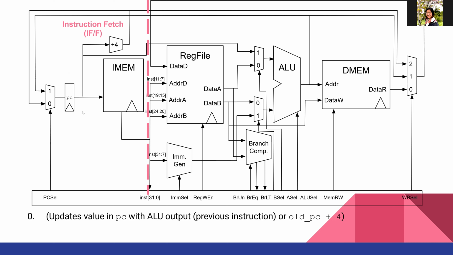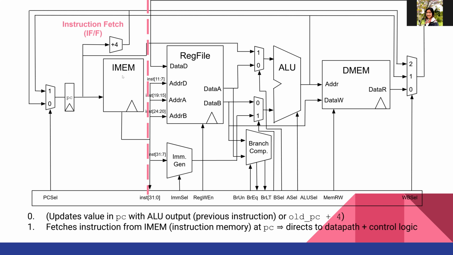And then after the clock to Q time, when this output can be read, we're going to look into IMEM and say, okay, whatever the PC has, it's going to be some valid instruction memory address. We're going to assume that. And then we're going to fetch that from instruction memory. And then it directs it to the data path.